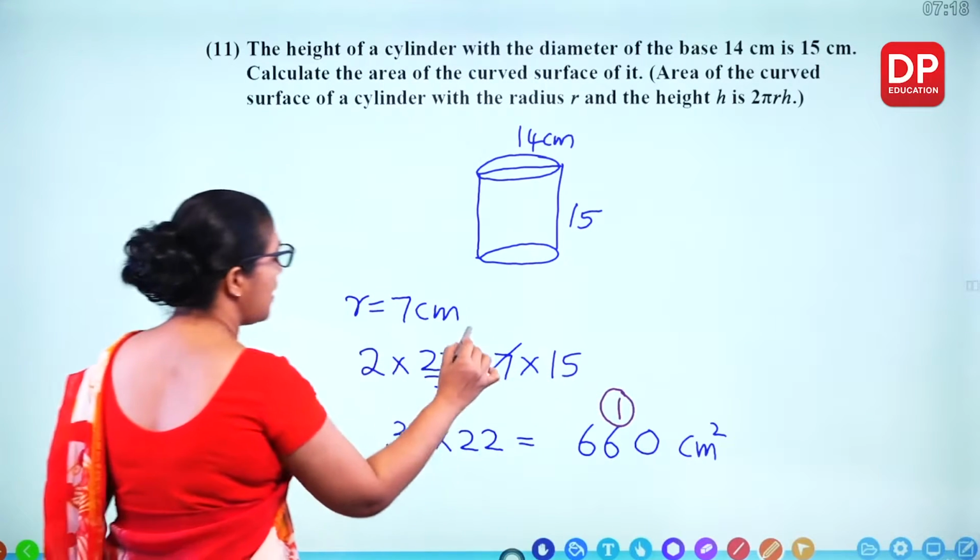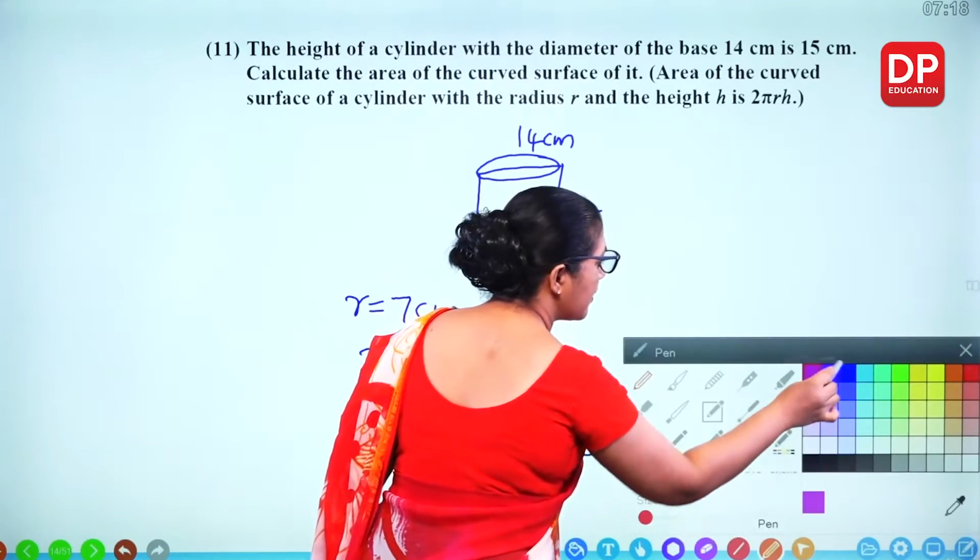So 1 mark here and 1 mark for applying it correctly.